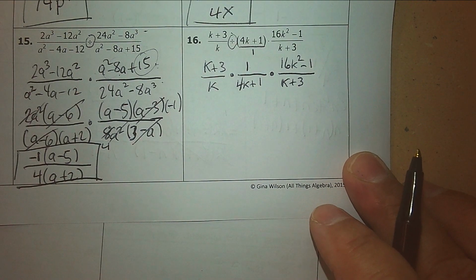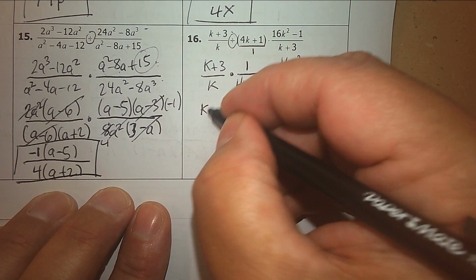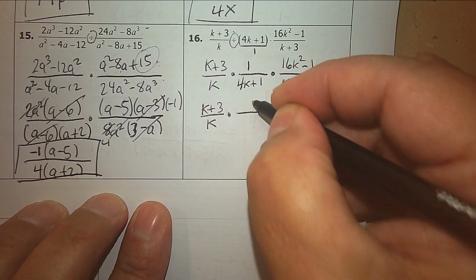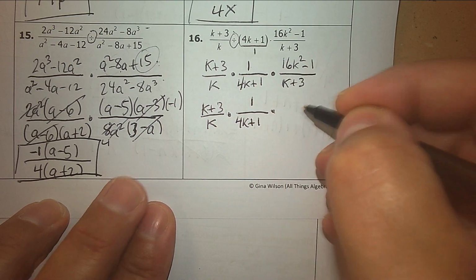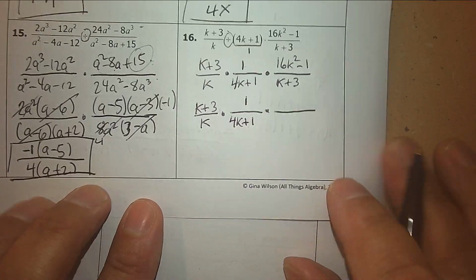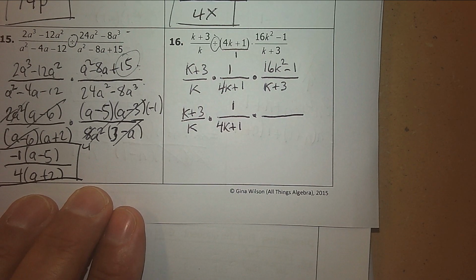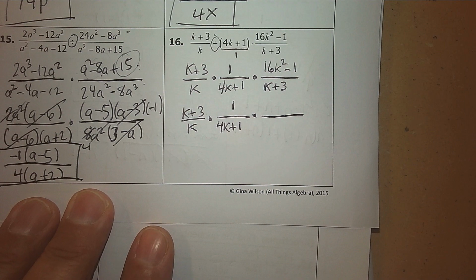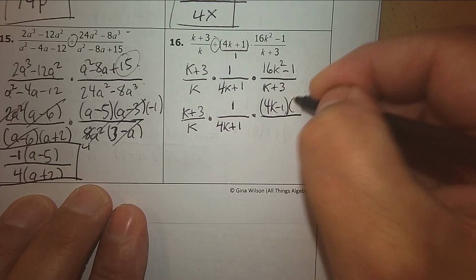Okay, next step is factoring. K plus 3 and K are prime. 1 and 4K plus 1, prime. Let's get to the one I can factor. Clarissa, how do I factor 16K squared take away 1? What's the square root of 16? 4k minus 1 and 4k plus 1. Excellent. I'll write that down.